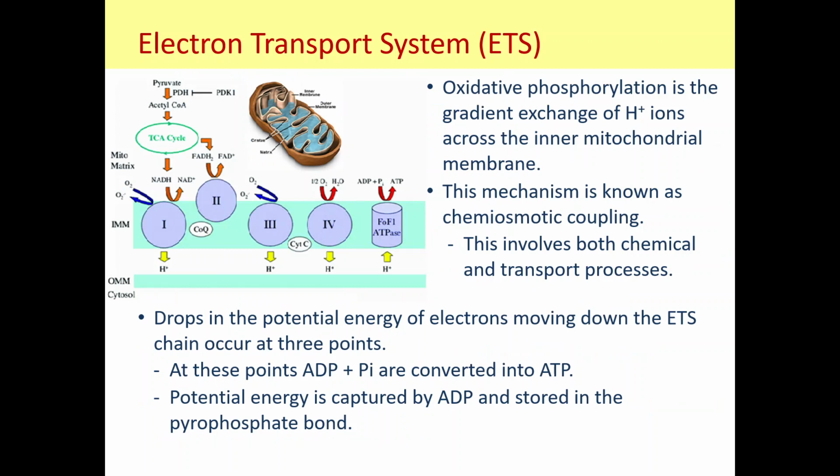Oxidative phosphorylation is the gradient exchange of H+ ions across the inner mitochondrial membrane, and this mechanism is also known as chemiosmotic coupling. This involves both chemical and transport processes, and this will cause a drop in the potential energy of electrons moving down the ETS chain, which occurs at 3 points. At all these 3 points, the ADP is converted into ATP, and the potential energy is captured by ATP and stored in the phosphate bond, the pyrophosphate bond.